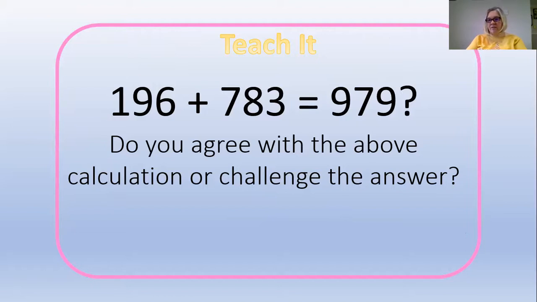So first of all, I wanted to have a look at this calculation. 196 plus 783 equals 979. Do you agree with the calculation or do you want to challenge the calculation? Pause your video here and do whichever method you would prefer and have a go and see if that is correct.